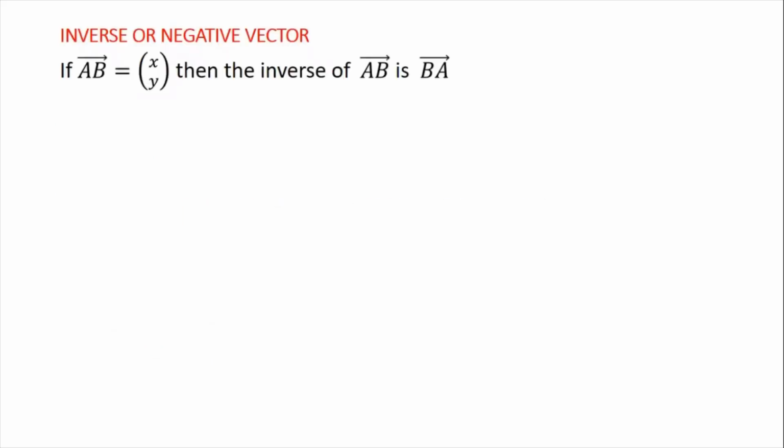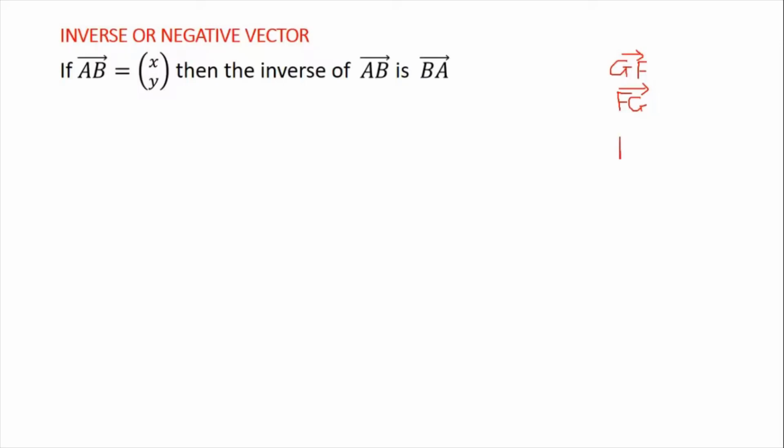If vector AB is equal to x, y, where the components of vector AB are x and y, then the inverse of vector AB is vector BA. So if you have a vector and you reverse or interchange the positions of the letters, one is the inverse of the other. This is what I mean. Let's say we have vector GF, and we change their positions, so we now have vector FG. Vector GF is the inverse of vector FG, or vector FG is the inverse of vector GF.